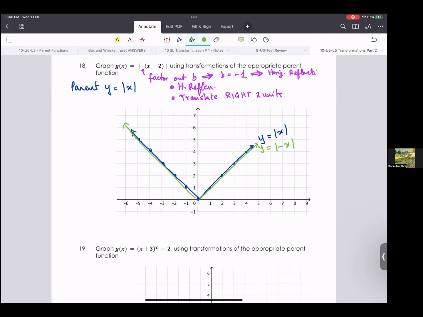Now there's one more: it moves right 2 units, so your final graph is going to look like this. It just moves right 2 units. So just take the whole graph and move it, and you're done. So here's your final graph. I'm going to label it over here. So this is g of x is absolute value of negative of x minus 2. So that is your final graph.